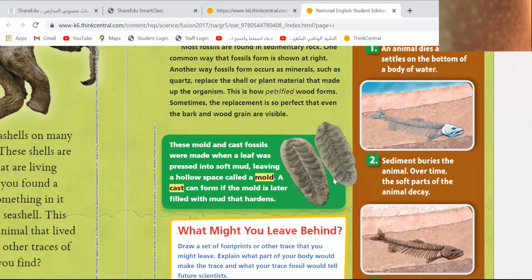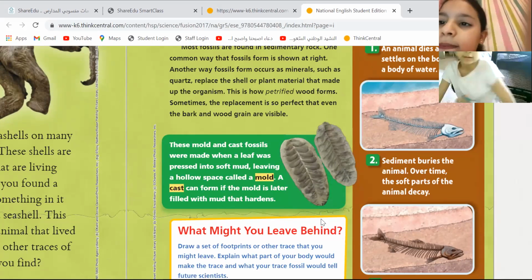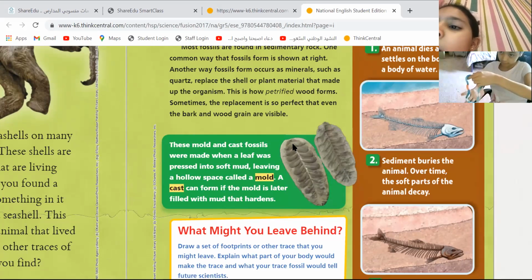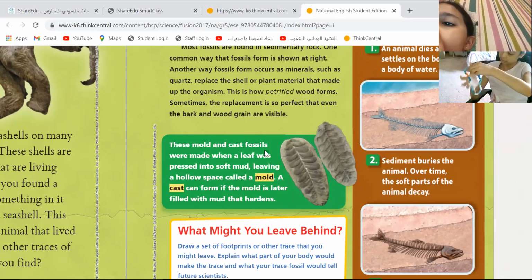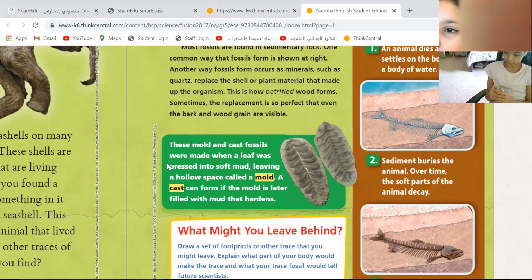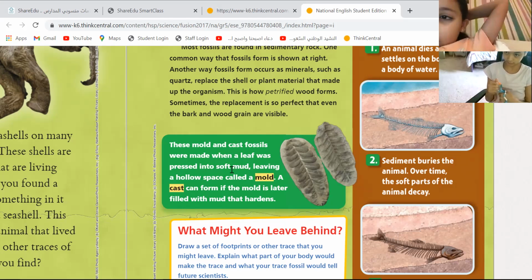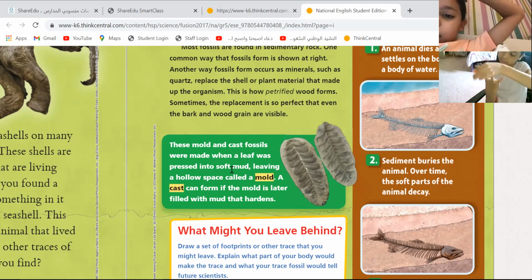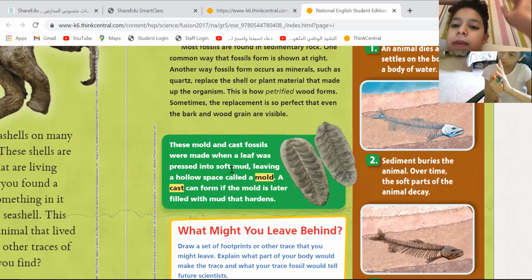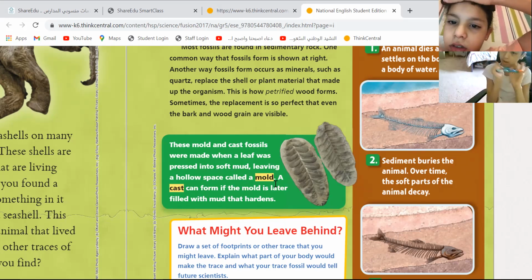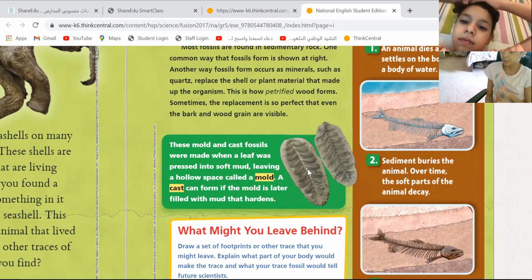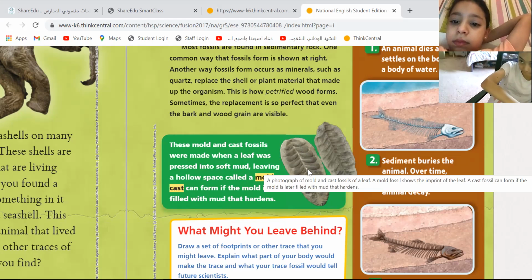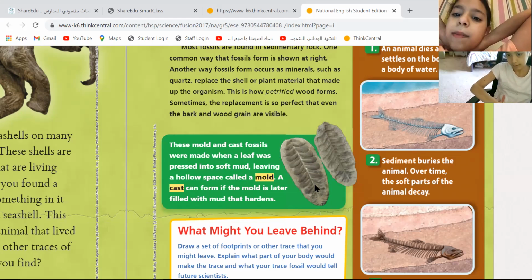Now take a look at this plant. It looks like a mold. These mold and cast fossils were made when a leaf was pressed into soft mud. See, it was pressed, pushed down into soft mud, leaving a hollow space called a mold. Over here, it looks like when you are making a candle or a wax. Is that right or not?